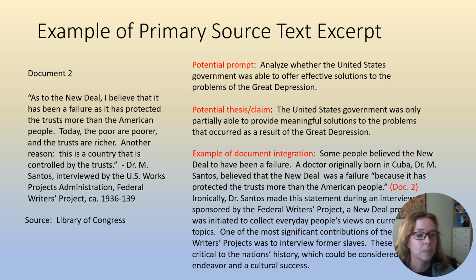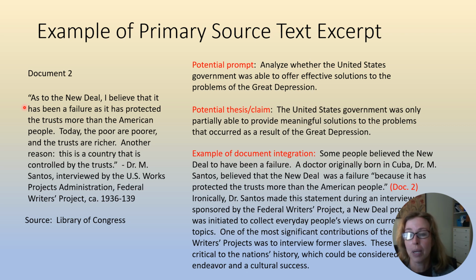referencing the New Deal. All right, so here's an example of a primary source text excerpt. Here's what it says. Document 2. As to the New Deal, I believe that it has been a failure, as it has protected the trusts more than the American people. Today, the poor are poorer and the trusts are richer. Another reason: this is a country that is controlled by trusts.